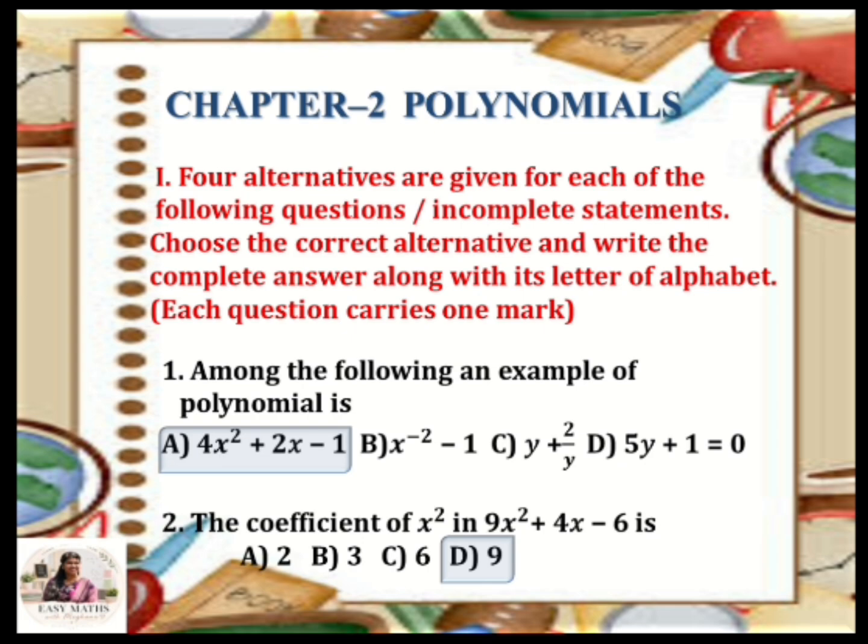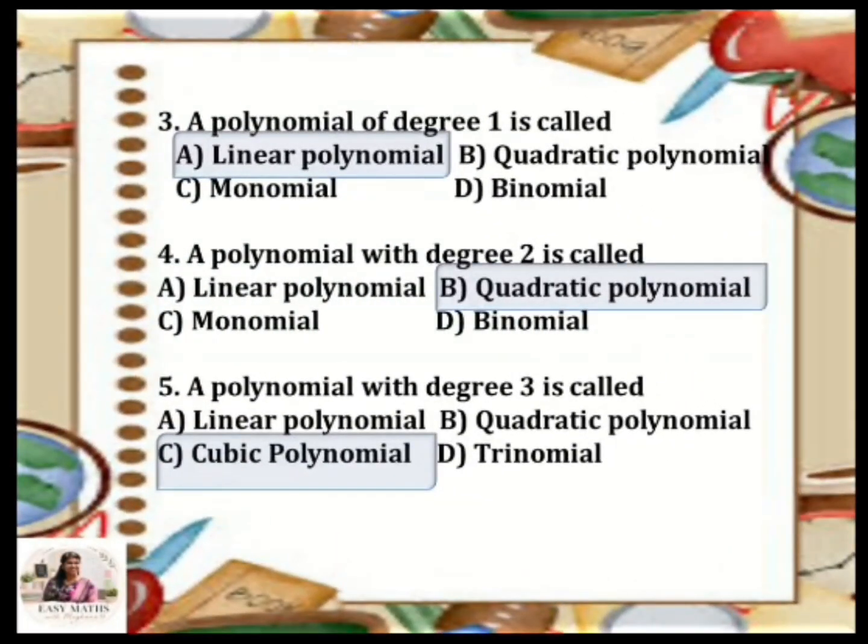So this is regarding question number 1 and 2. In the first question, we discussed about the example of polynomial. In the second, we discussed about the coefficient of the x square. That is the number which is present behind the variables of the x square.